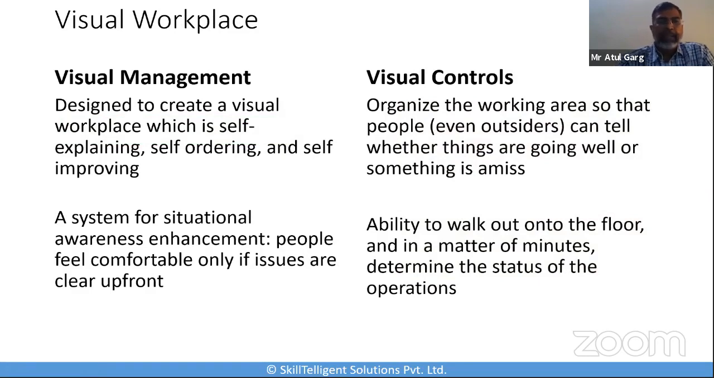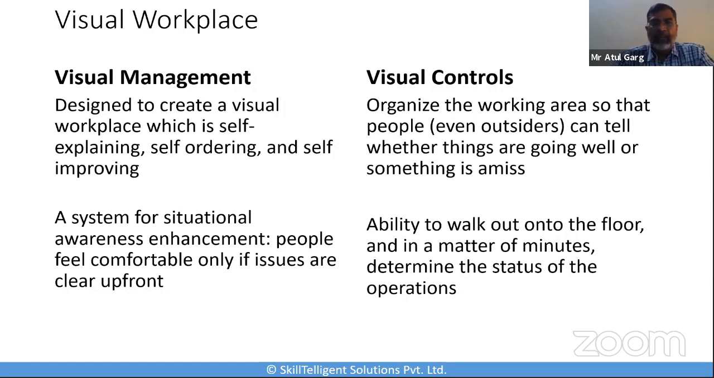So how do we talk about the visual workplace? A visual workplace will be characterized by two prominent perspectives. First, it has visual management in place, which is designed to be self-explaining, and visual management is a system for situational awareness enhancement. People feel very comfortable only if the issues are clear upfront. So visual management enables them to see the issues very clearly. The second characteristic of a visual workplace is the presence of visual controls. The visual controls organize the working area in such a way that people can tell whether things are going well or something is not right.